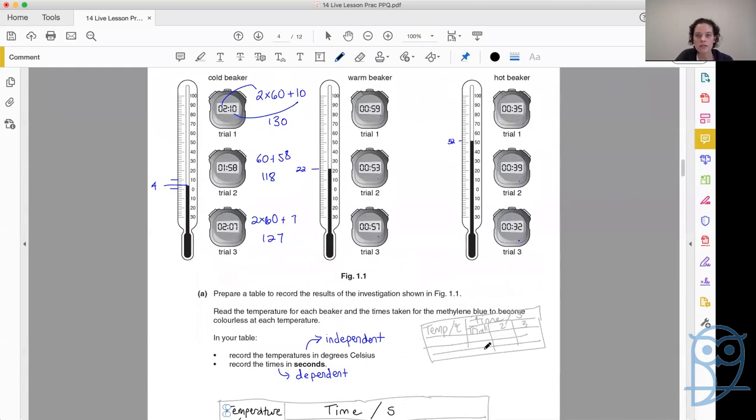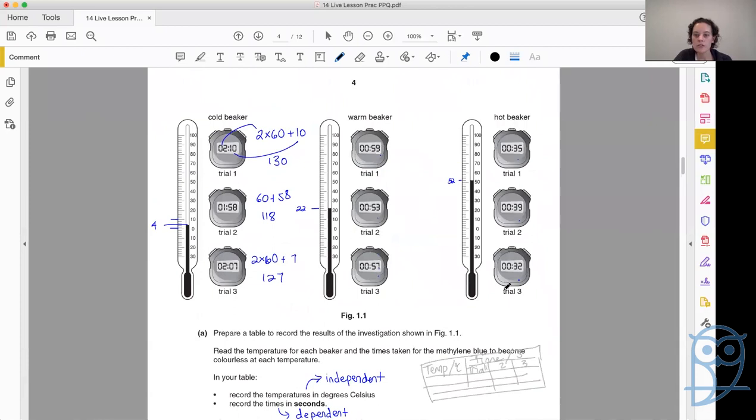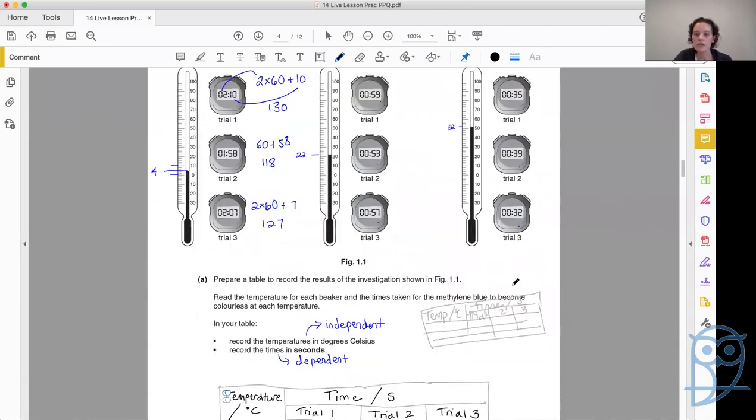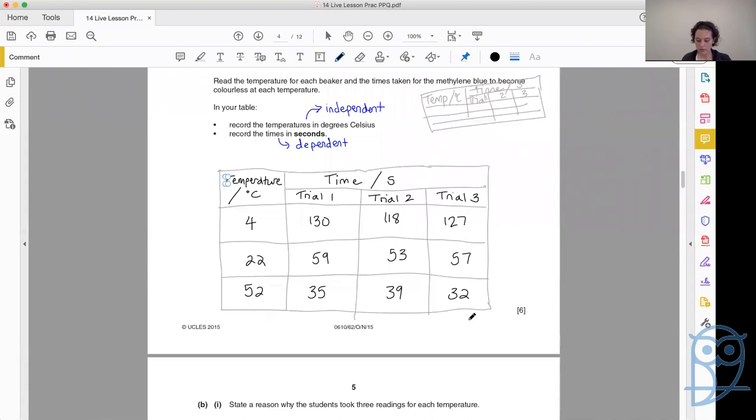At 22 degrees C, we went 59, 53, 57. And at 52 degrees C, we went 35, 39, 32. So we've got all of our trials in. Okay, so we've done our table. We carry on with our question.